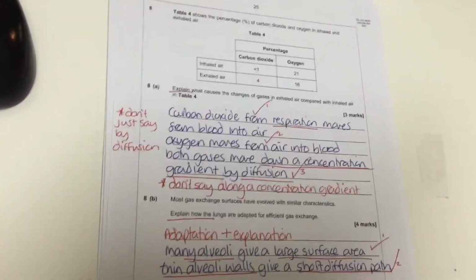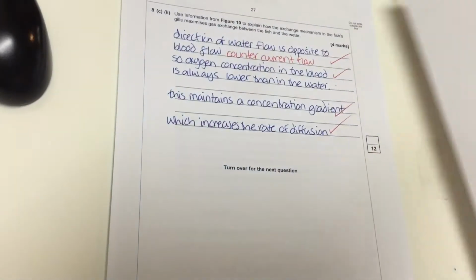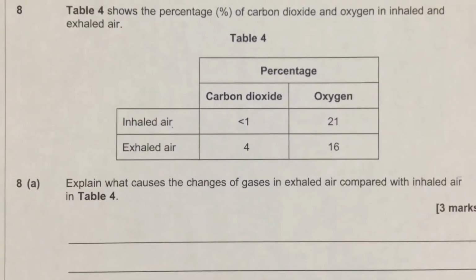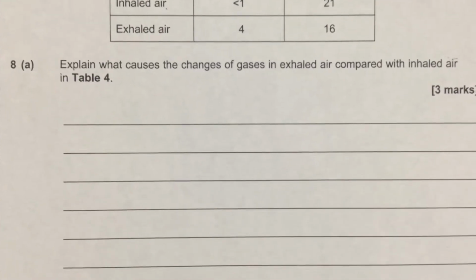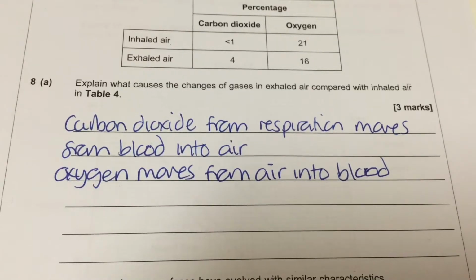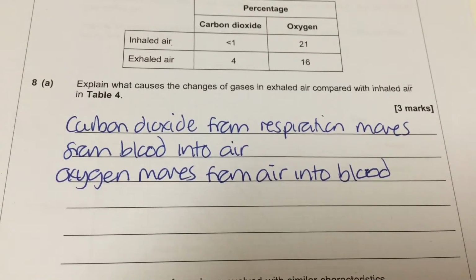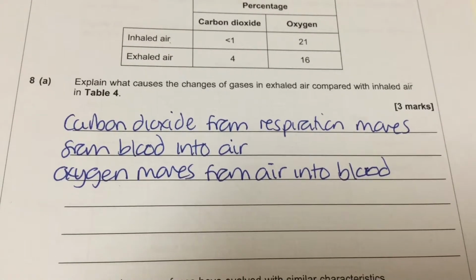This question relates to the new specification for first examination in 2018. It starts with a table. Table 4 shows the percentage of carbon dioxide and oxygen in inhaled and exhaled air. Explain what causes the changes of gases in exhaled air compared with inhaled air in Table 4.